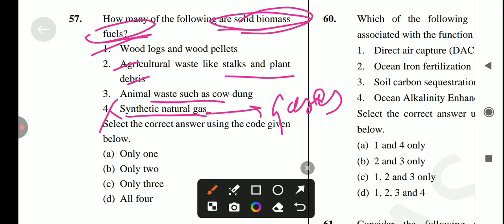Okay, so the answer for this question is option C. Only 3 is the correct answer for this question. Biomass is organic matter similar to fossil fuels like coal, oil, and natural gas, except that fossil fuels were created in the earth from plant and or animal remains over millions of years, while biomass, on the other hand, is much more recently created and is renewable on a much smaller time scale.